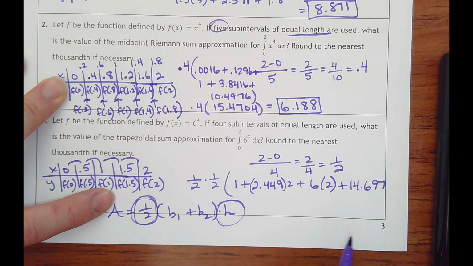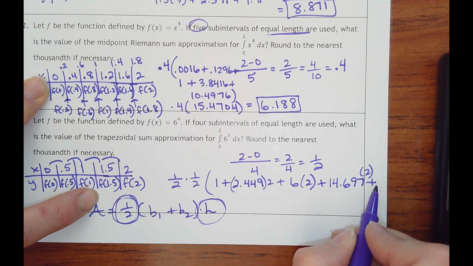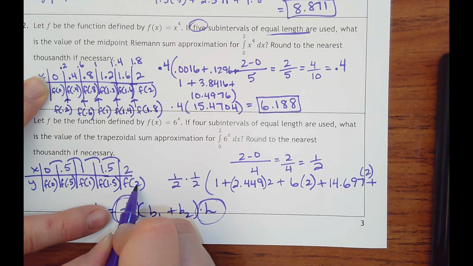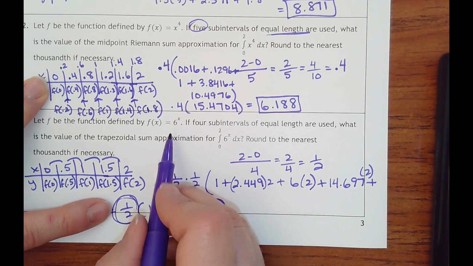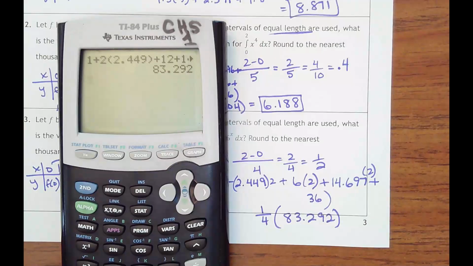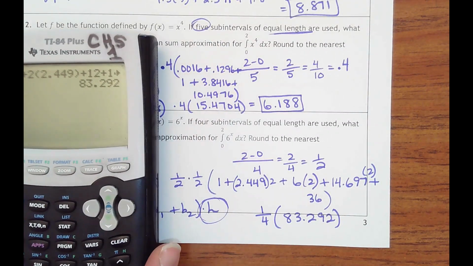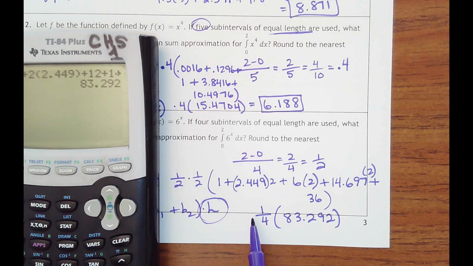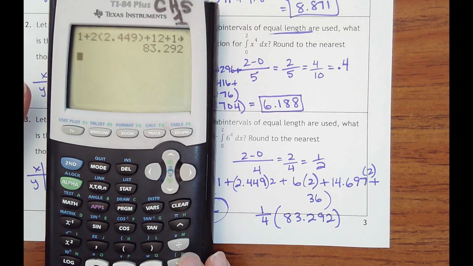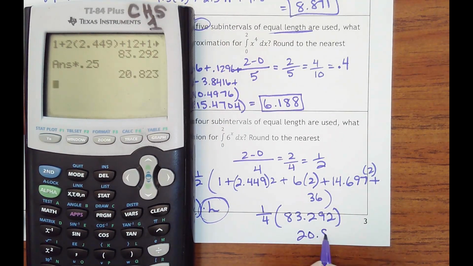And then plus, times 2. And then plus, I'm only going to need 1 of these as well. So the outsides don't get used twice. So f of 2, that'd be 6 squared, which is 36. Okay, let's figure out what that is. So total I get for all this inside is 83.292, and then I did my 1/2 times 1/2, which is a 4th, which is 0.25. So I'm going to take this times 0.25, and I should get 20.823 as my area.